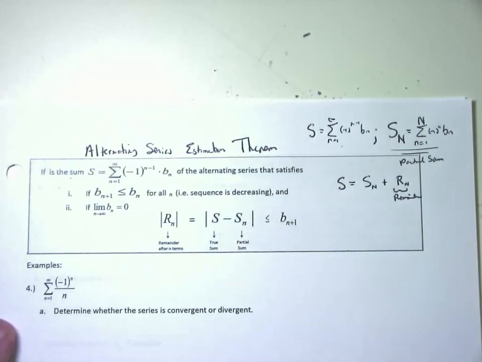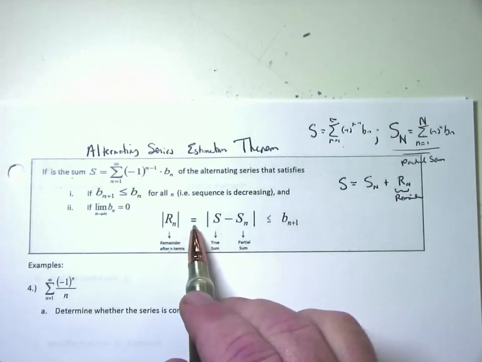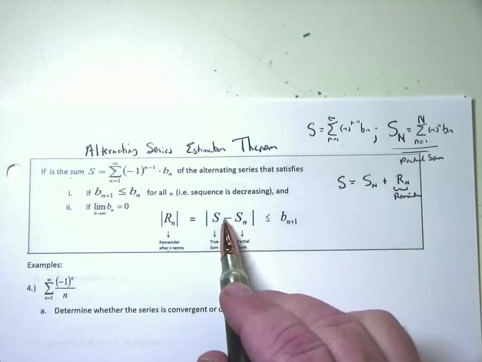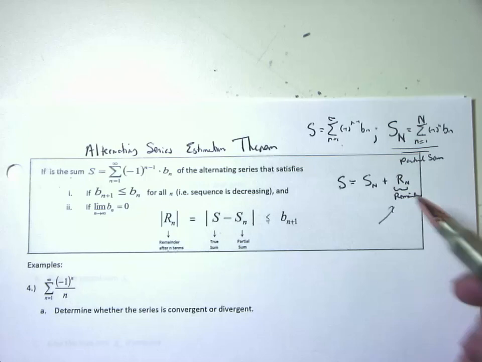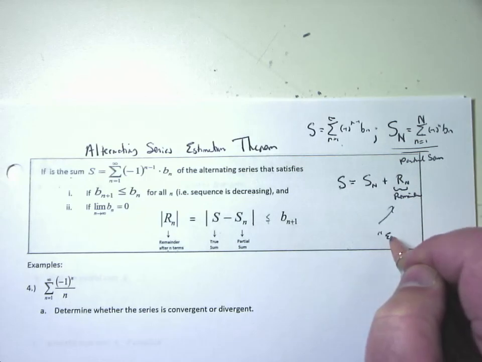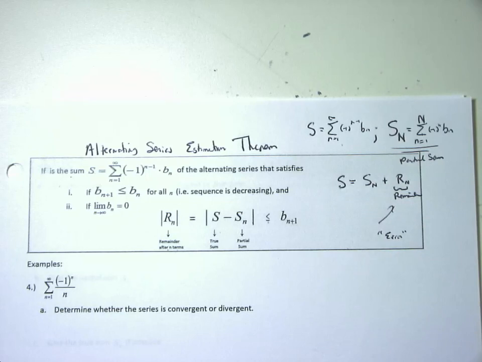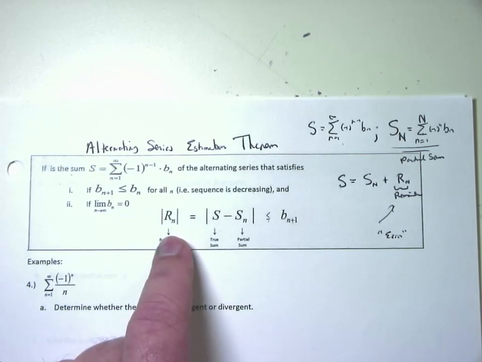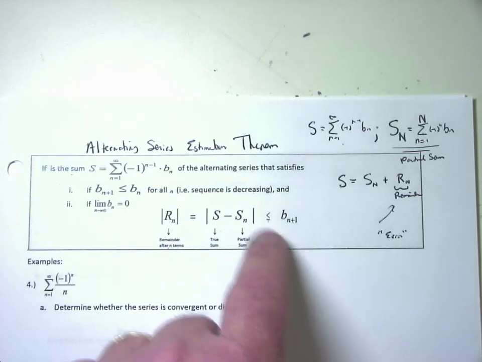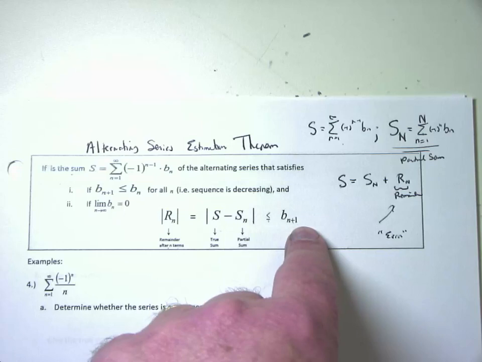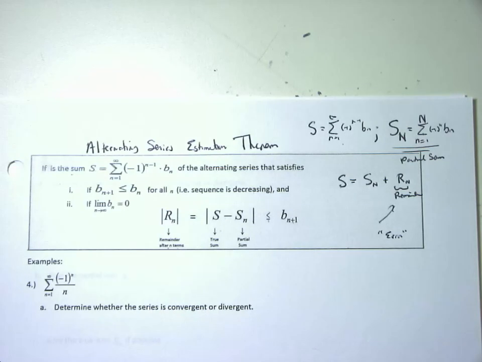And what the alternating series estimation theorem says is basically this. Your estimate of the remainder after n terms, which is equal to the true sum minus your partial sum, will be less than or equal to b_(n+1). We're going to be focusing on the error, how much your answer is off. And it's a formula. So the absolute value of R_n, which is the true sum minus the partial sum, is less than or equal to b_(n+1). So if you added up the first n terms, your biggest error is going to be with the next term up, because it's an alternating series.